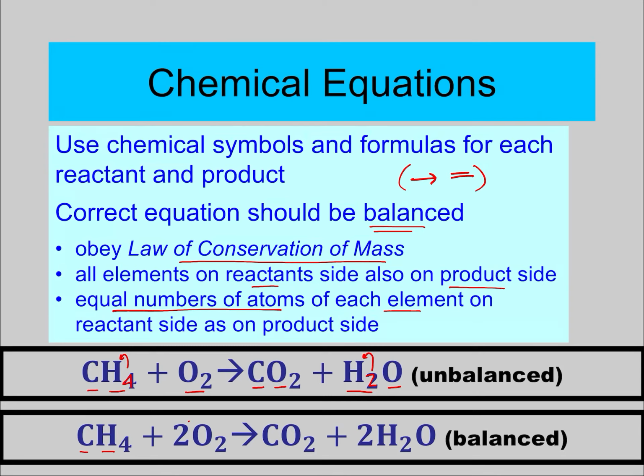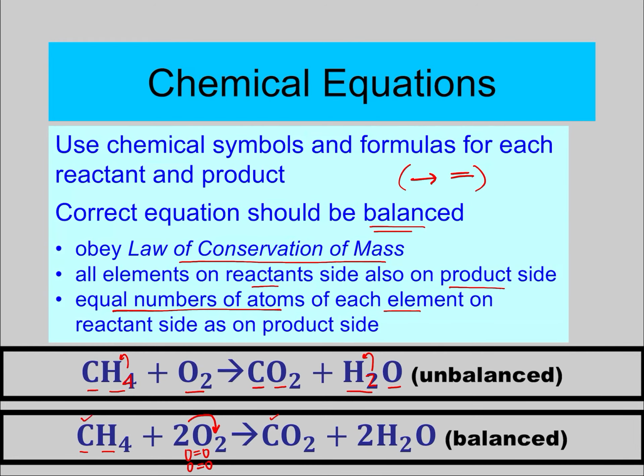2 oxygens, which means I have 2 of these times 2 of those, because each oxygen is bound to each other, but I have 2 separate oxygen molecules, which gives me 1, 2, 3, 4 overall. When I look at carbon, we knew carbon was balanced before.